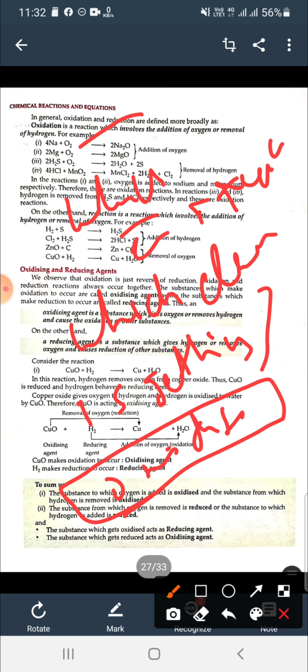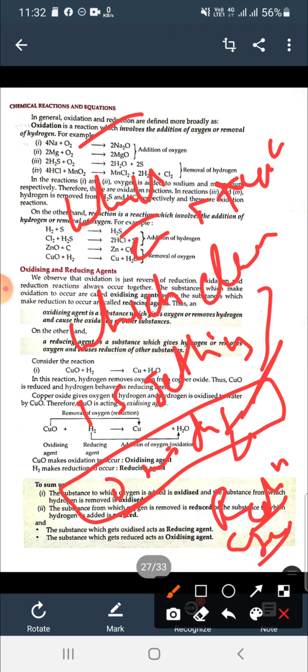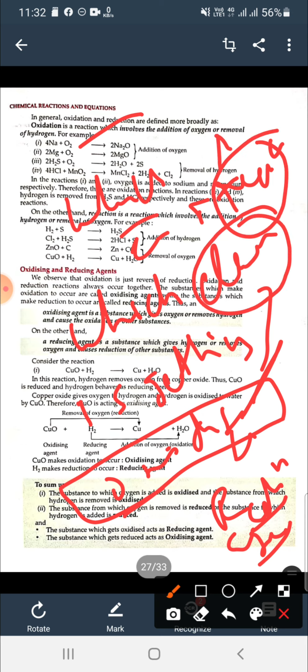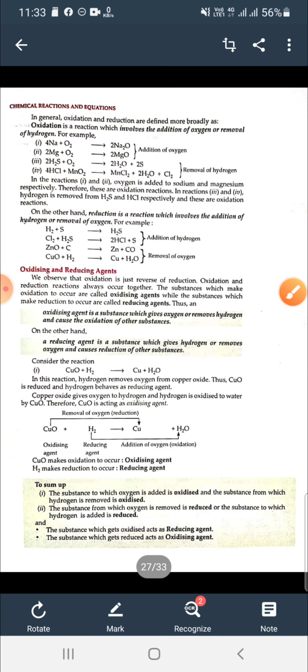The substance which gets oxidized is known as reducing agent, and the substance which gets reduced is known as oxidizing agent. So the substance which is undergoing oxidation is known as reducing agent, and which is undergoing reduction is known as oxidizing agent. They are directly opposite to each other. So this is the topic.